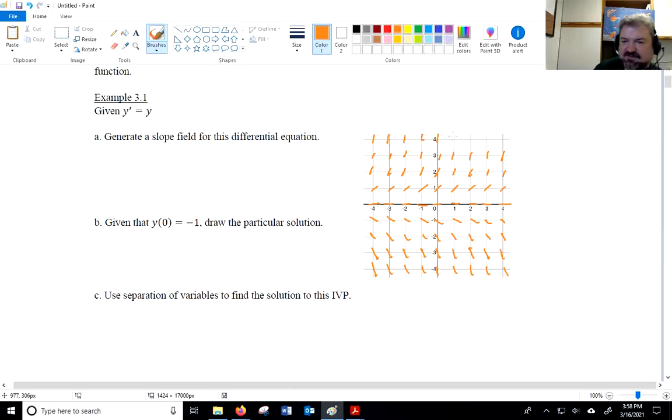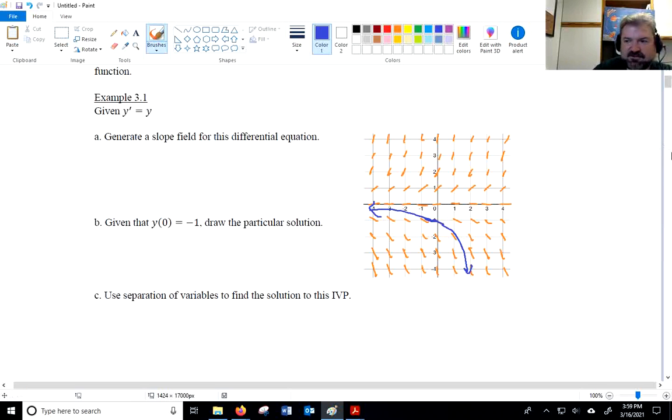So we can see we had this equilibrium solution at y equals 0. But then everywhere else, if we're a little bit above it, we're going to shoot upwards. If we're a little below, we're going to shoot downwards. Given that y of 0 equals negative 1, we're going to draw a particular solution. So y of 0 means the x value is 0 and the y value is negative 1. So just follow that slope field and see where it sends you. It sends me down something like this, and then back like this.